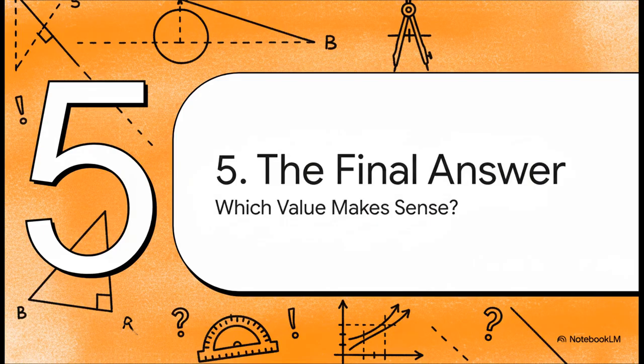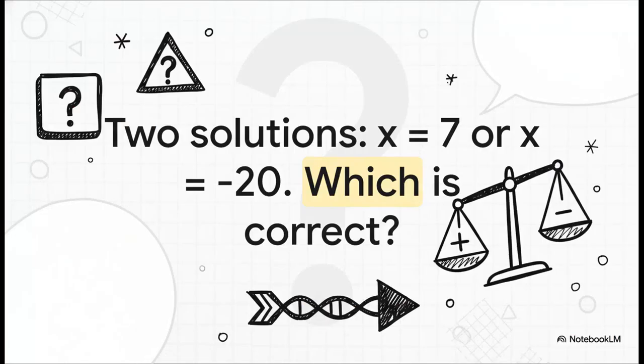Okay, so we've got our brackets, which means we have two potential answers for x. But hang on, this is a real-world geometry problem. Can both of them be right? Let's find out. So for this whole equation to be true, one of those brackets has to be equal to 0. That's the only way it works. So either the x plus 20 bracket is 0, which would make x equal to negative 20, or the x minus 7 bracket is 0, which would mean x is 7. So we've got two possible values for x.